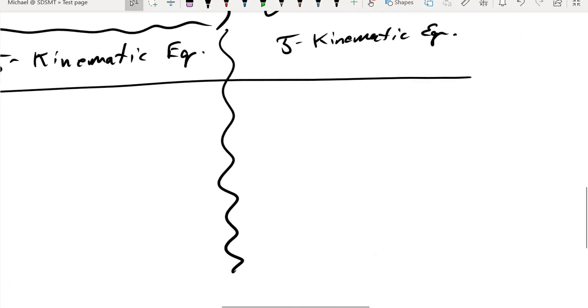And so let's refresh our memories here as to what the 5 kinematic variables were. We had displacement, initial and final velocity, acceleration, and time.